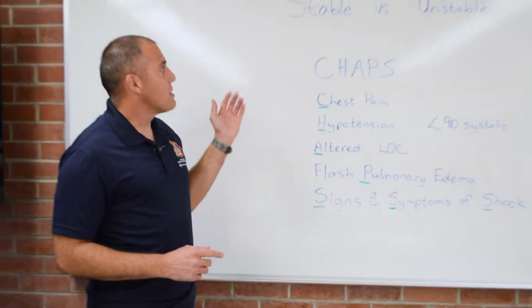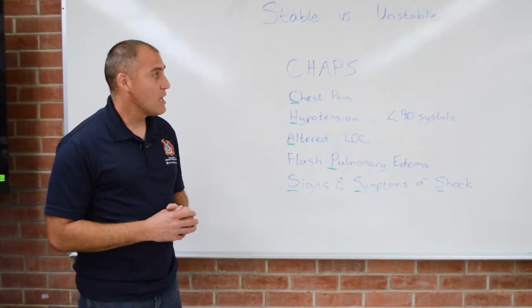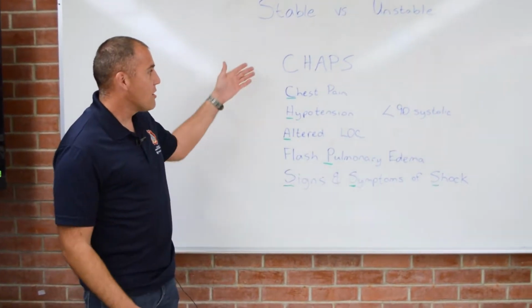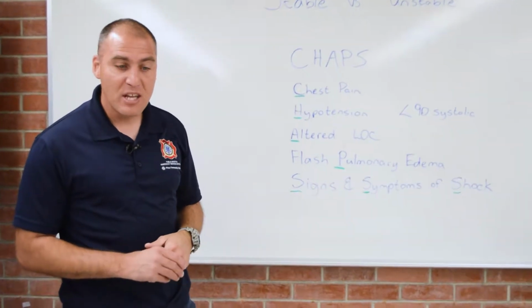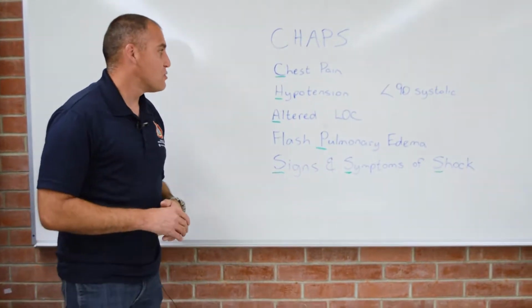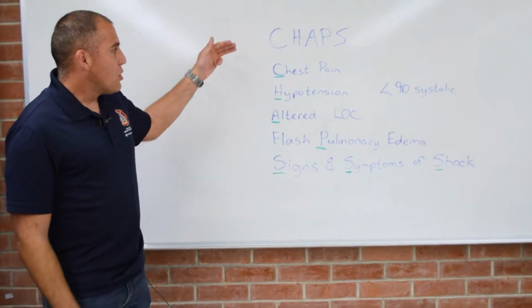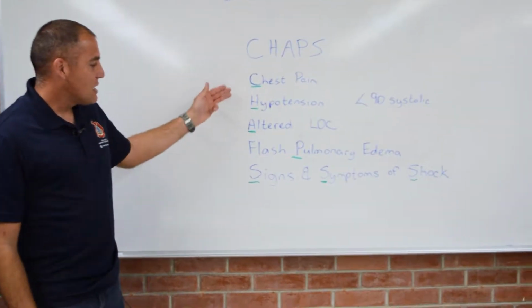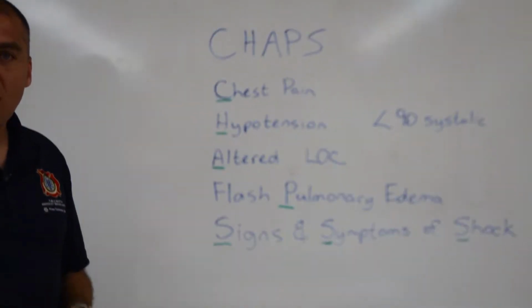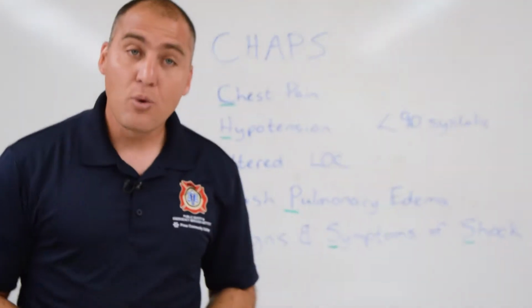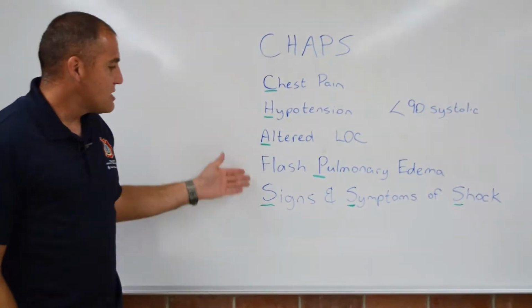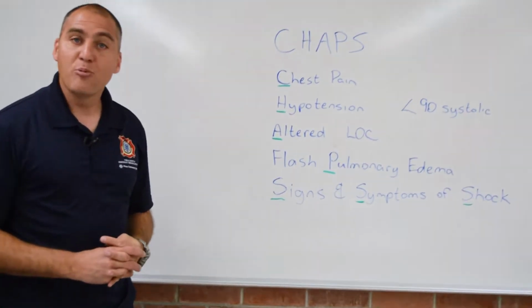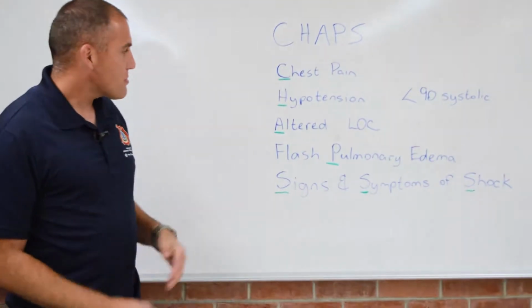The way that we determine between stable versus unstable is following a mnemonic. We call this CHAPS, and we made reference to CHAPS in our previous videos about how we can be successful with static cardiology. If a patient has any of these categories, and it just has to be one, we're going to classify them as unstable because these are all signs and symptoms of hypoperfusion or shock.